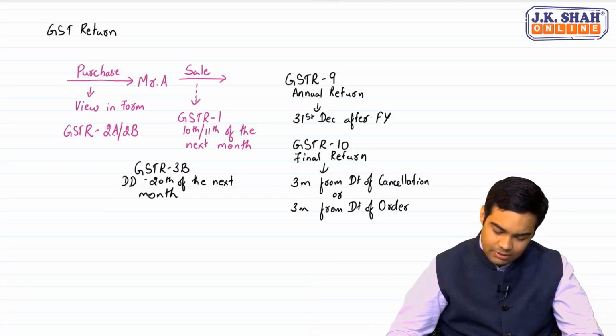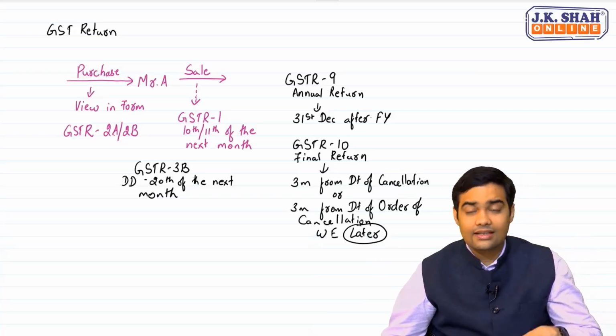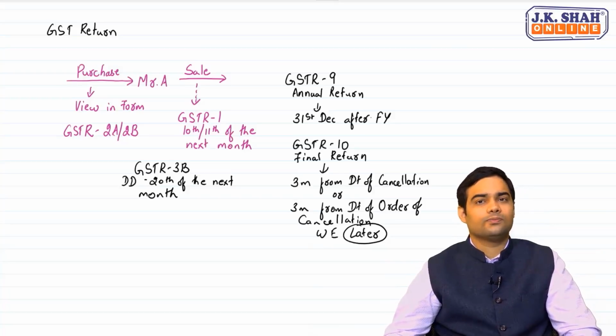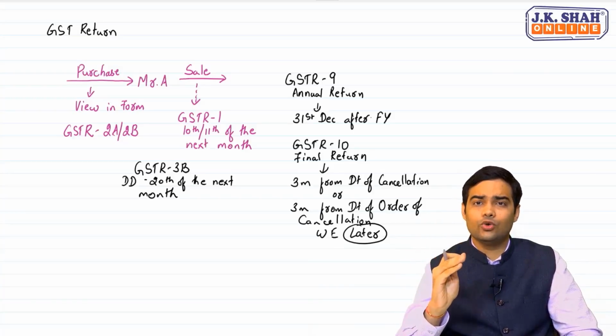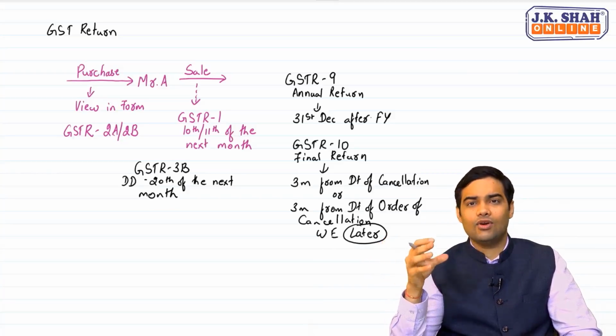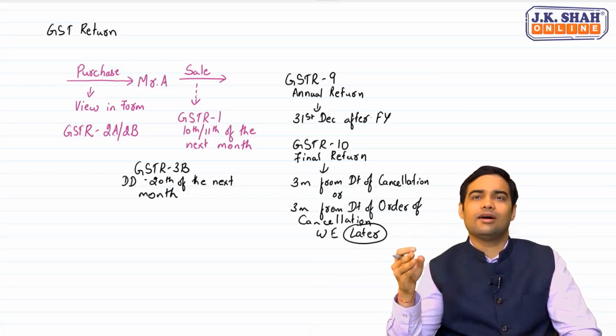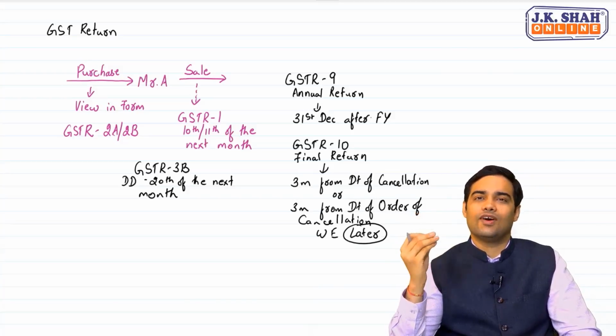See, the order is issued by the officer. So, effective date of cancellation or order of cancellation, whichever is later. Be very careful with this. Here, the law has provided much more time. So, 3 months from the date of cancellation or 3 months from the date of order of cancellation. See, the order of cancellation is passed by the proper officer. He may grant you cancellation from a prior date or it might apply from a future date. The day from where cancellation is effective would be compared with the order date. Whichever is later, from there you will get 3 months time to file your final return.